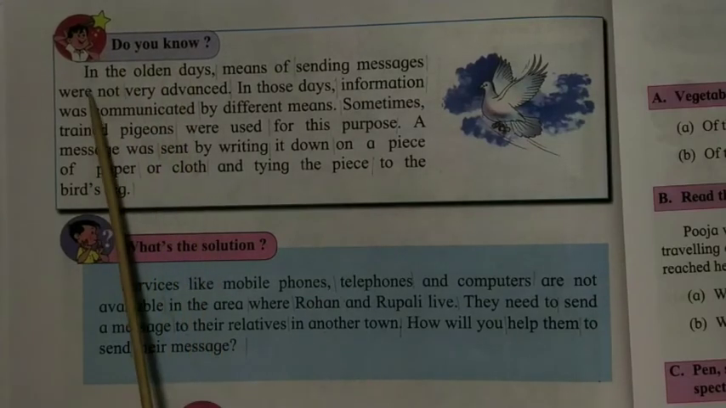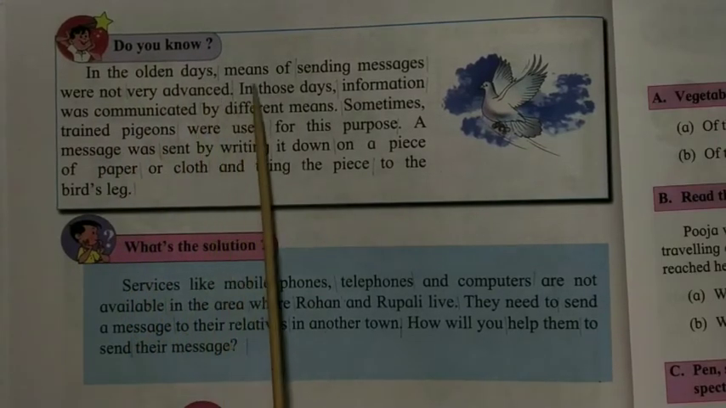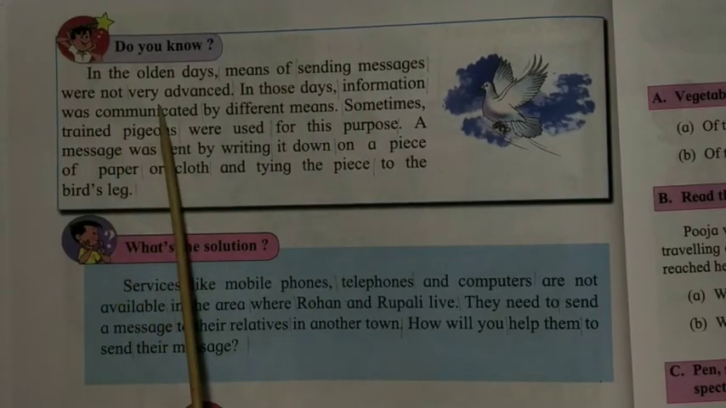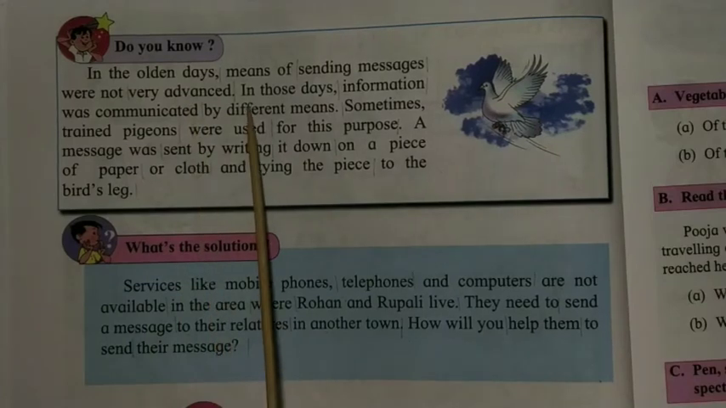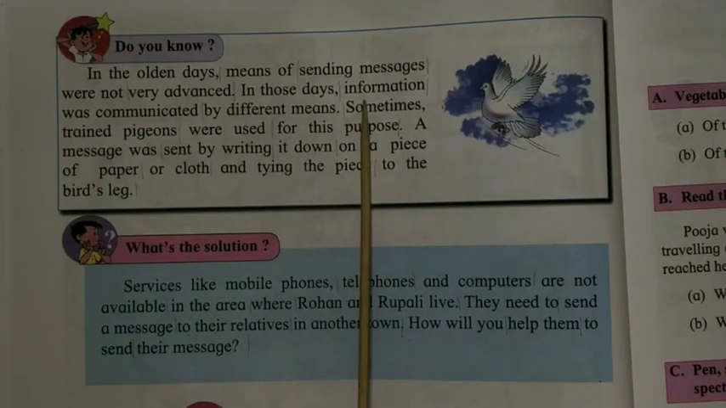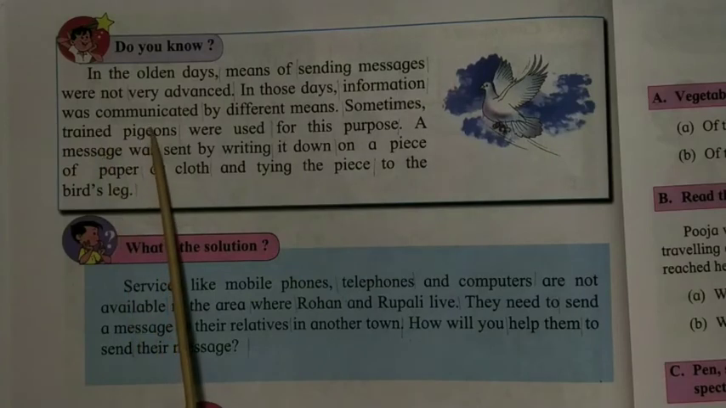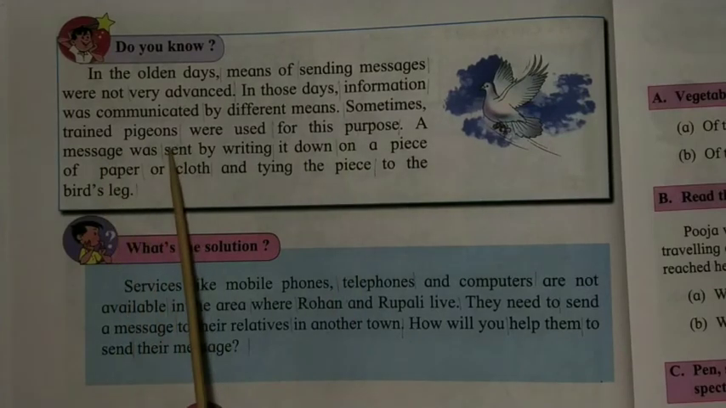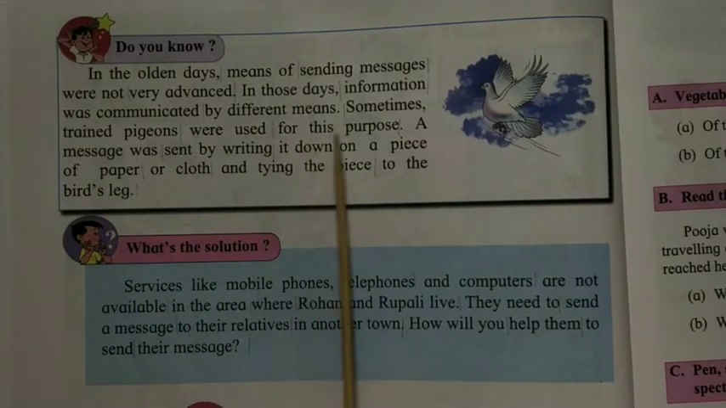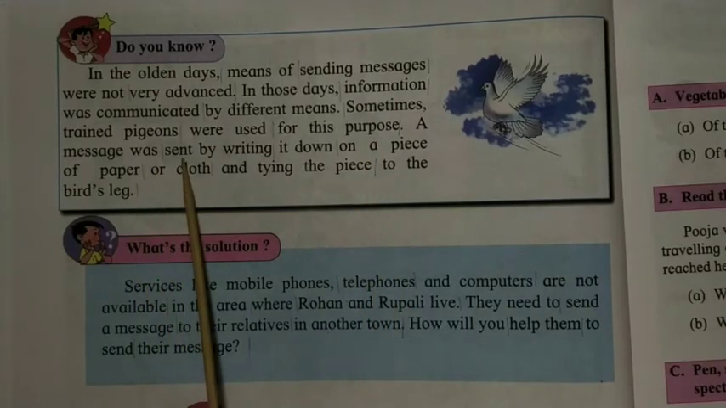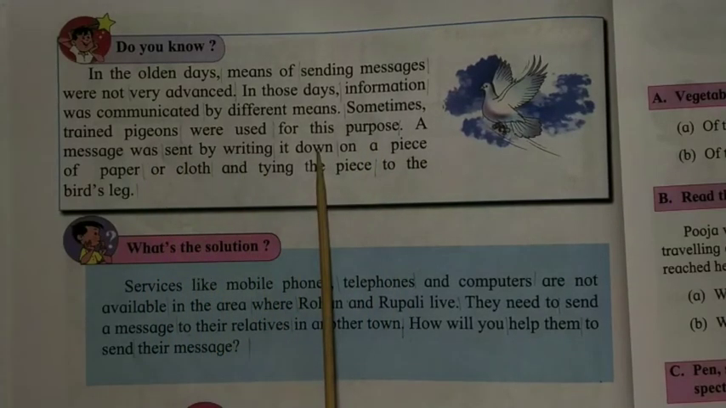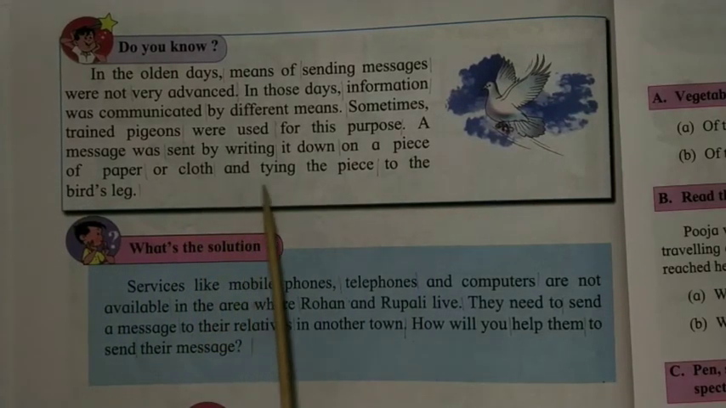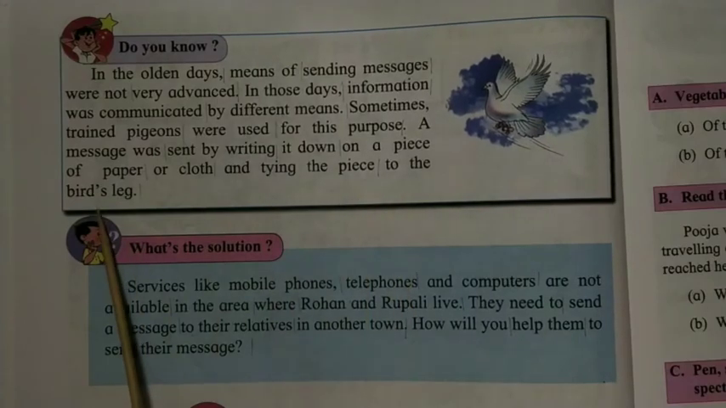Do you know, in the olden days, means of sending messages were not very advanced. In those days, information was communicated by different means. Sometimes trained pigeons were used for this purpose. A message was sent by writing it down on a piece of paper or cloth and tying the piece to the bird's leg.